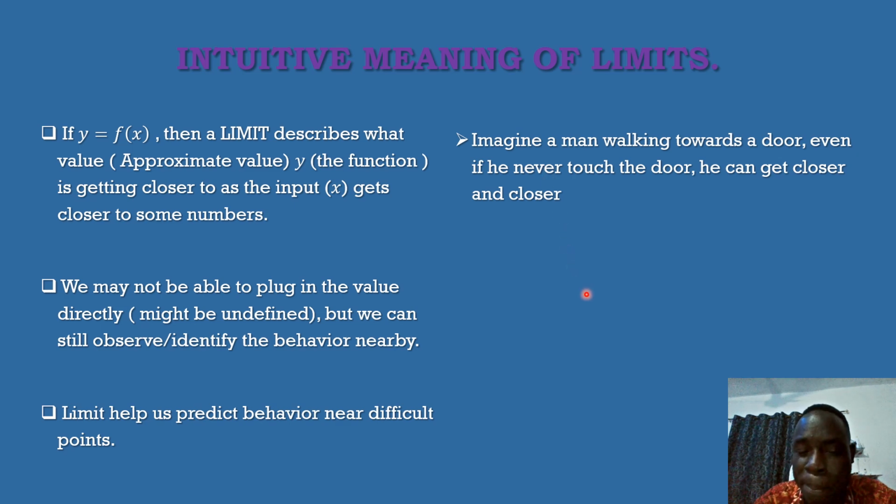Now imagine a man walking towards a door. Even if he never touches the door, he can get closer and closer to the door. So this is an example of a limit. The man will be facing the door, getting closer and closer to it. At the end of it all, the man will get to the door, which means that we know the behavior, but we have to understand that the behavior is a result of the man getting closer and closer to the door. That is the intuitive meaning of a limit.